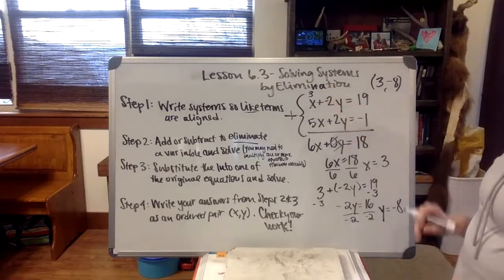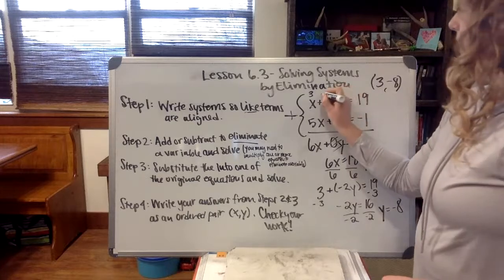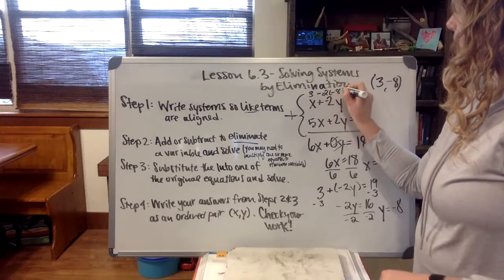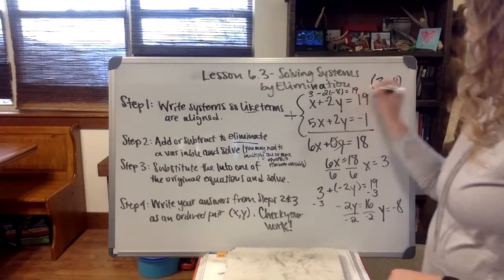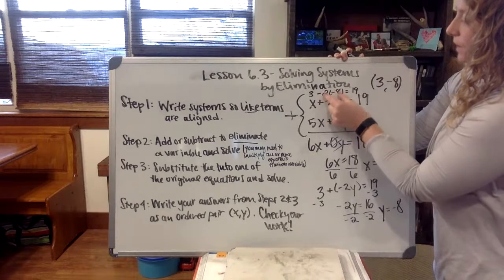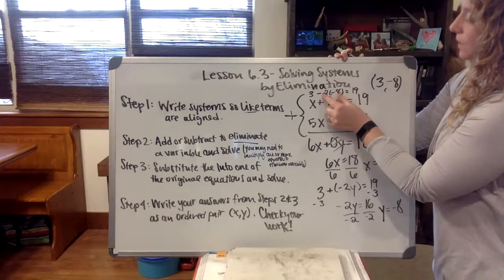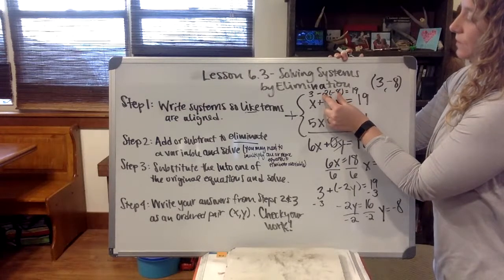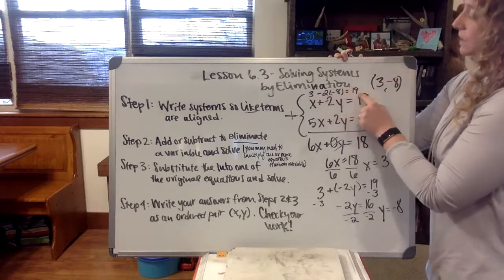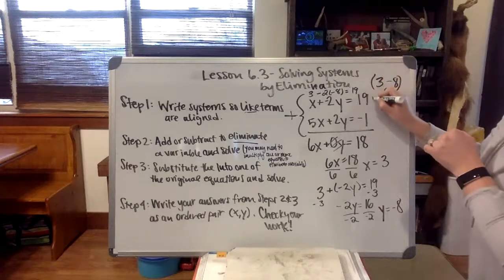So I'm putting 3 in for x. Y is negative 8. So 3 minus 2 times negative 8 is equal to 19. Minus 2 times negative 8. 2 times negative 8 is negative 16. So I have 3 minus a negative 16, or 3 plus 16. 3 plus 16 is 19. Yay, that one works. Sounds good.